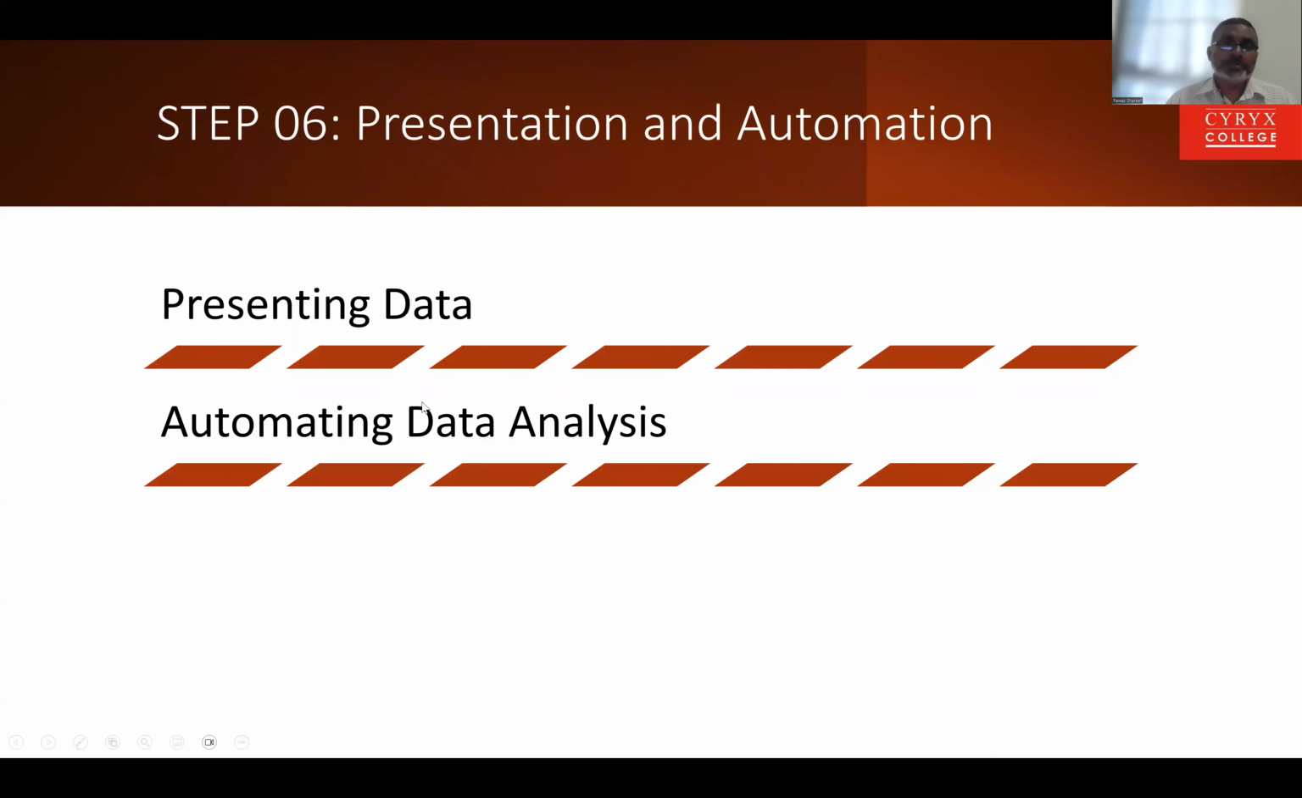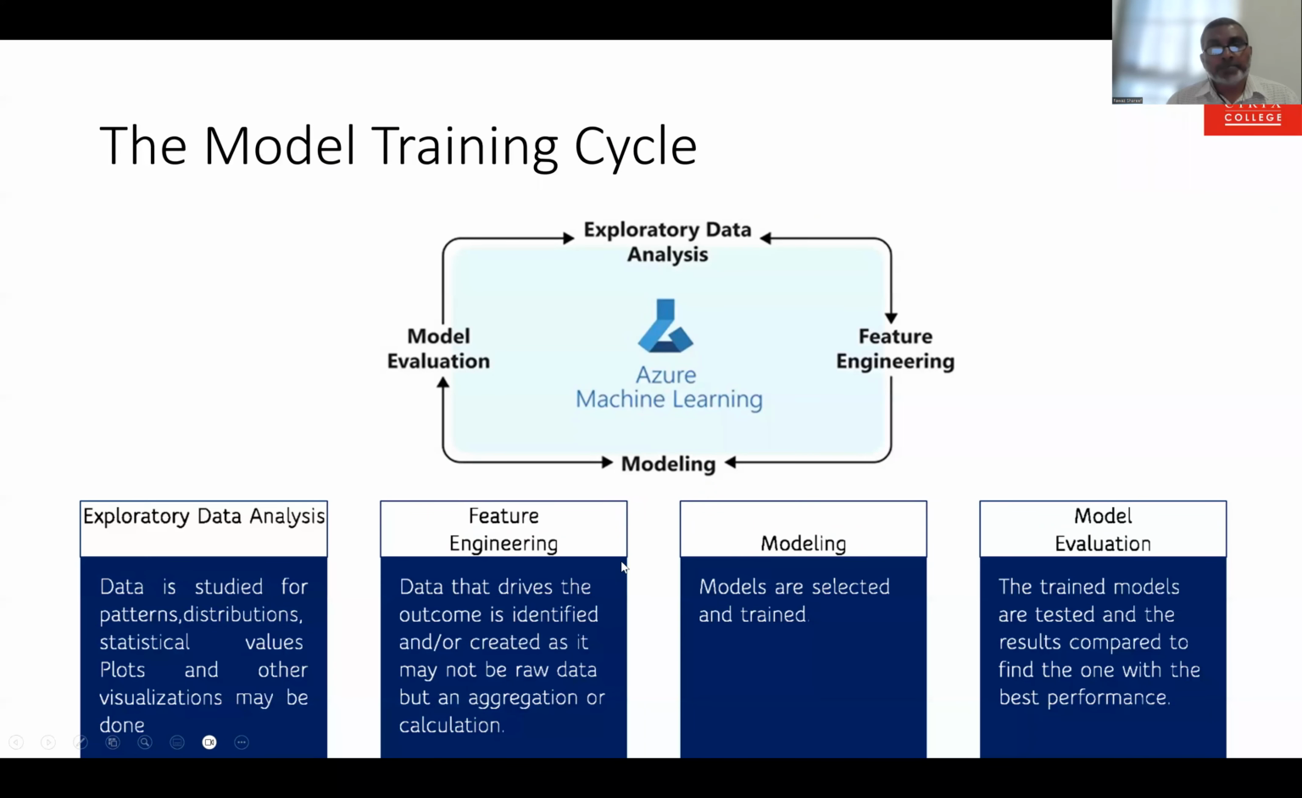Presenting the data, that is how you would present the data, and then automating data analysis, that is in some cases we want to automate it based on the results. So those are the two aspects of the final step 6. Again, there is one whole topic covering this step 6, so we'll be getting into that later. Some of the aspects of this that we have covered in these 3 steps.